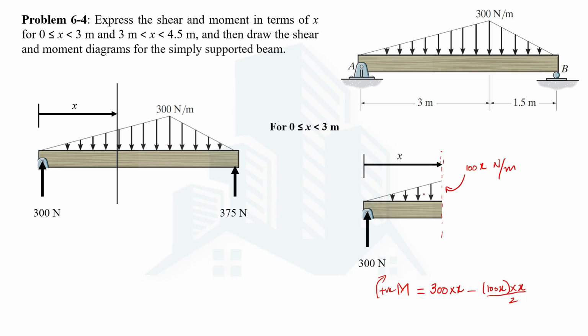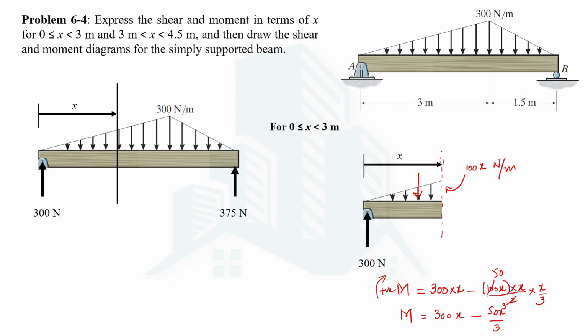This is now the force, but where is it going to act, I mean for the moment? It will be acting at x by 3 from this point, so multiply by x by 3. When you solve this equation, you are going to get 300x minus 50x cubed divided by 3. So this is the equation of moment at a distance x from the left hand side.